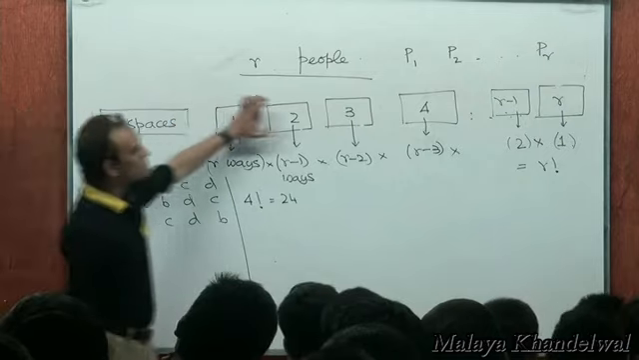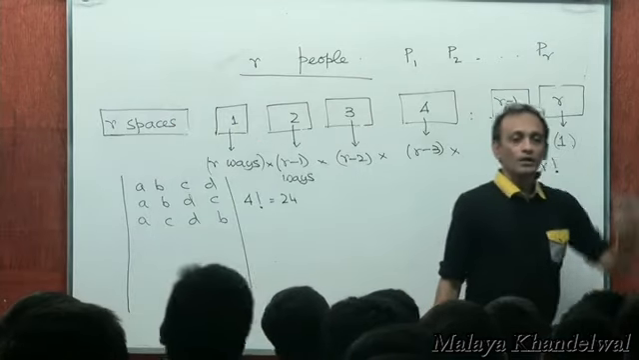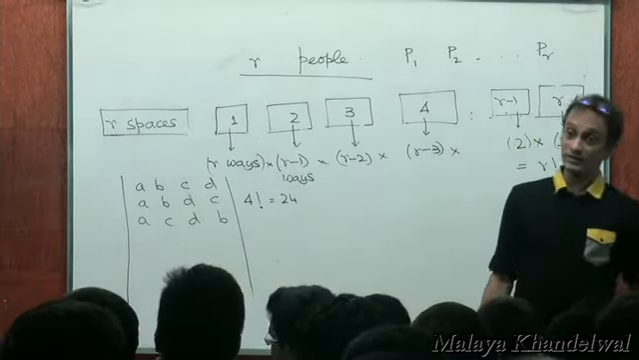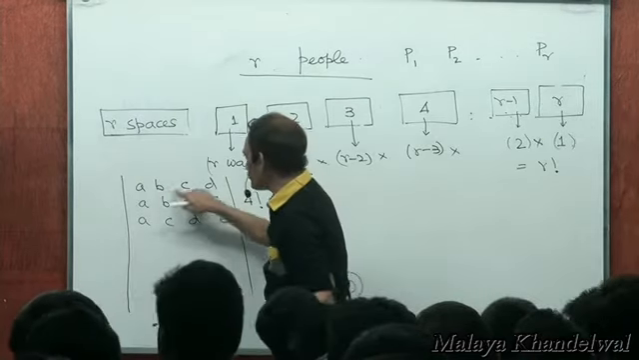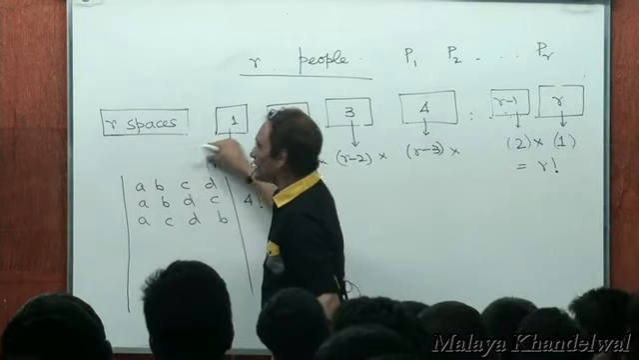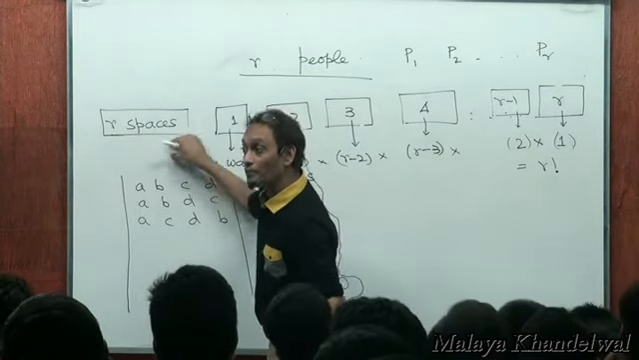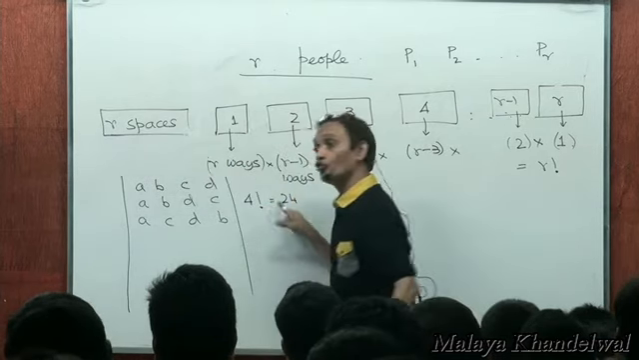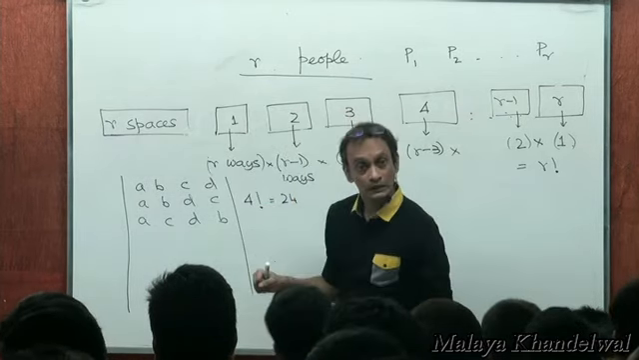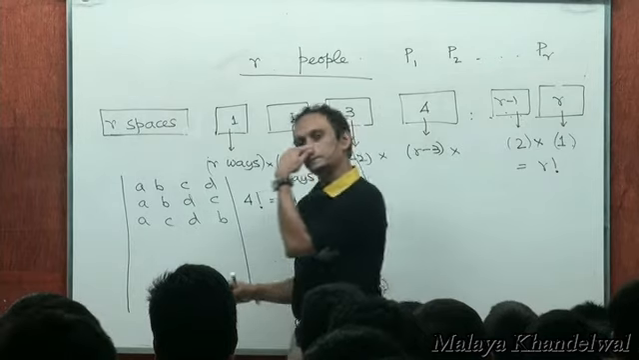So these are spaces to be filled up in r factorial ways by r people, obviously different people. So if there are n different things, 4 different things to be arranged in all possible ways, it's about filling up 4 spaces out of 4 different things, and that can be done in 4 factorial ways.